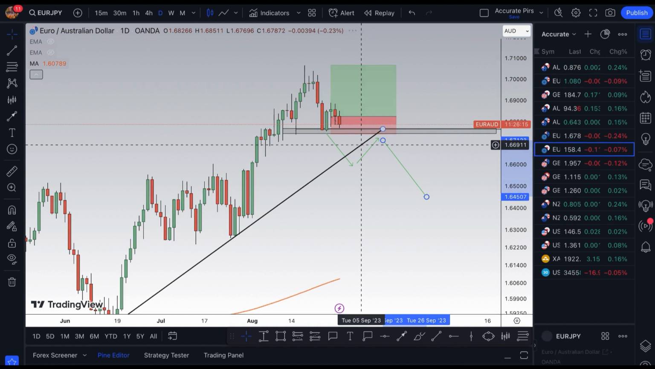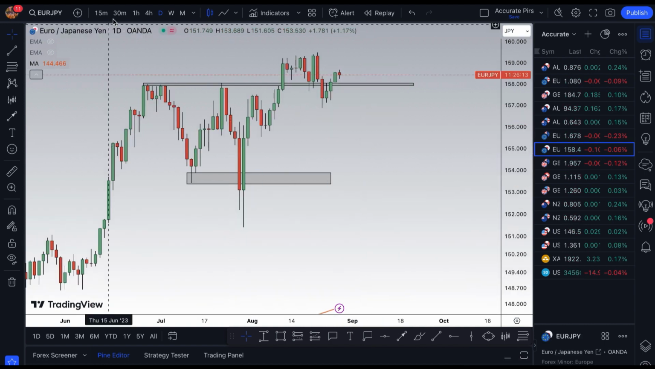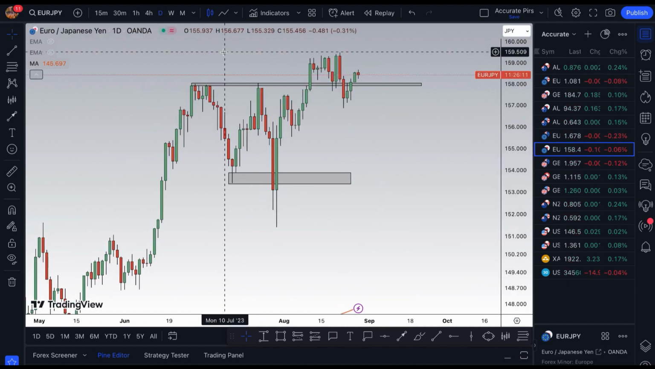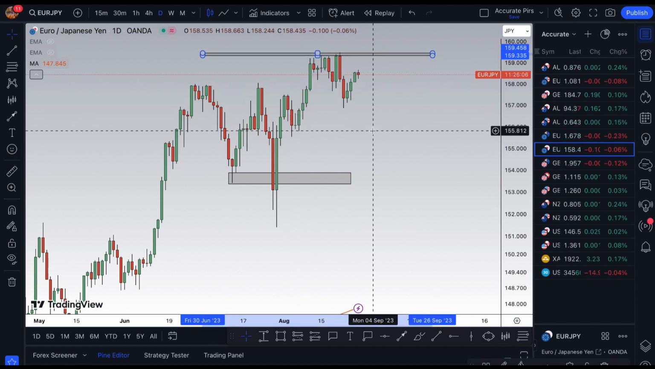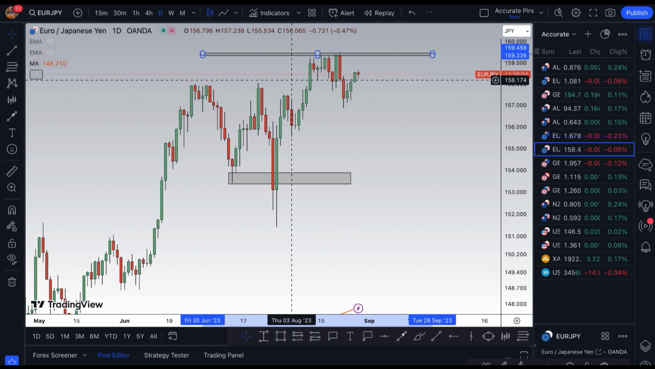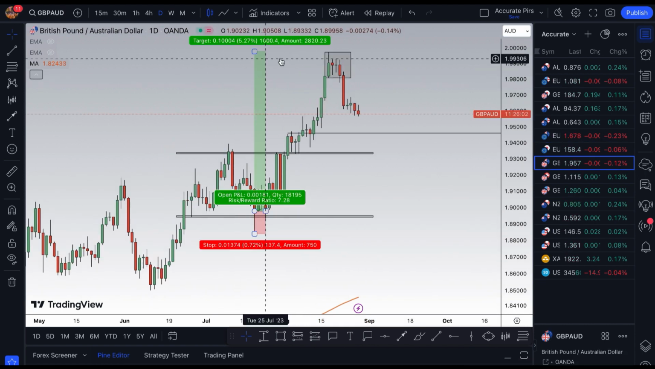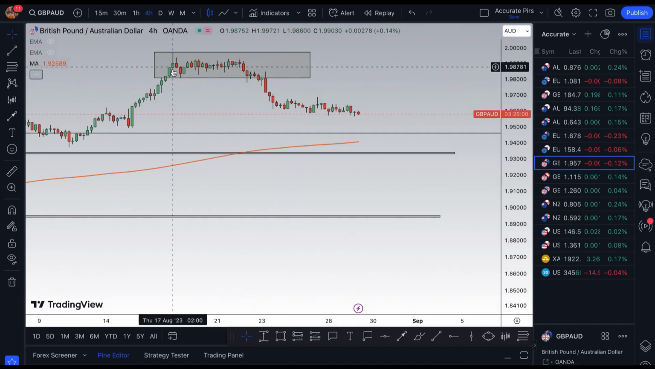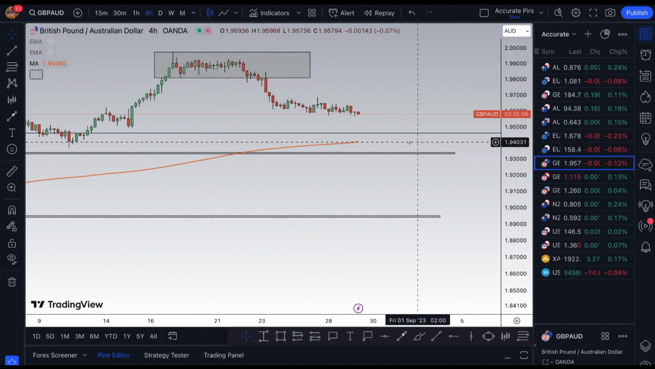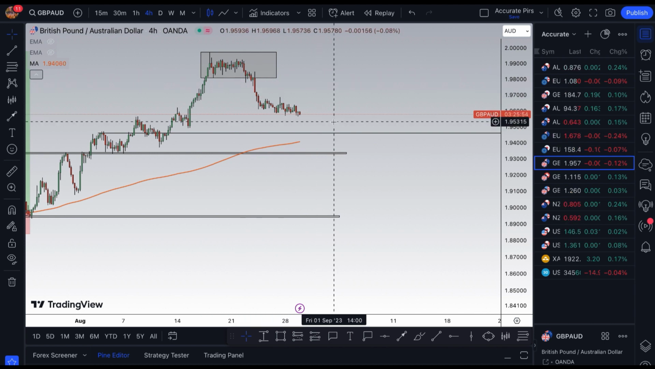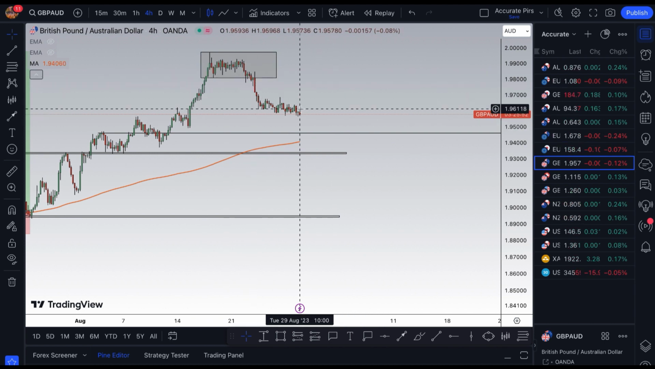Euro JPY, not going to leave this, not any real structure right now, so we are going to leave that. Let's move on to GBP AUD. Highlighted last week this little consolidation zone. If we get a nice break towards the downside, I did say we can get a nice move towards the downside, which has happened on GBP AUD. So missed that trade.